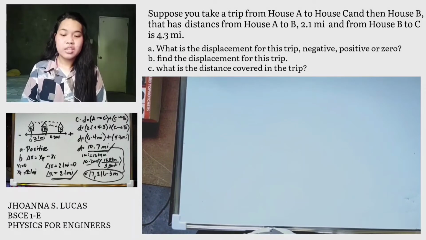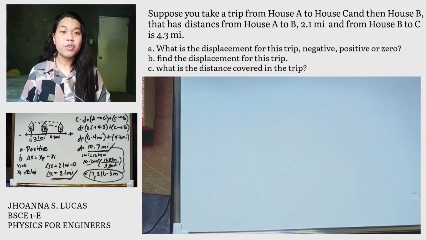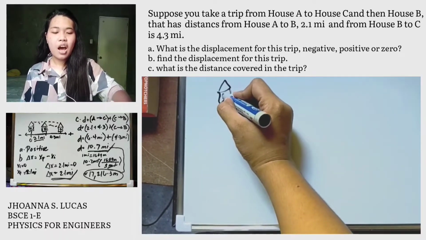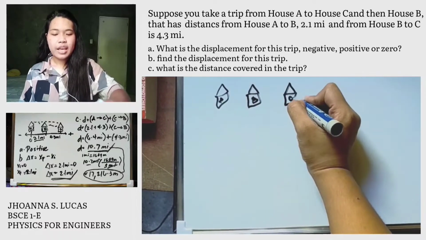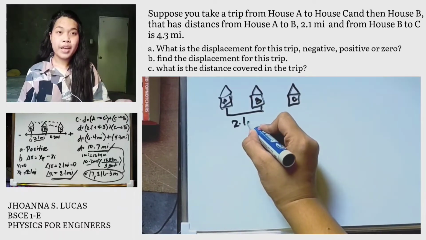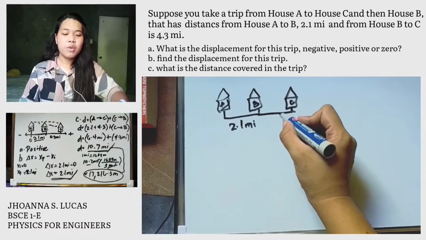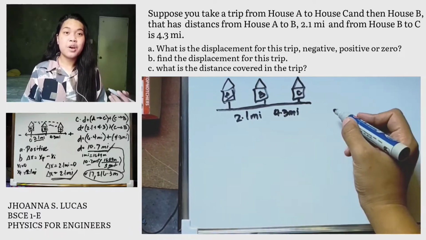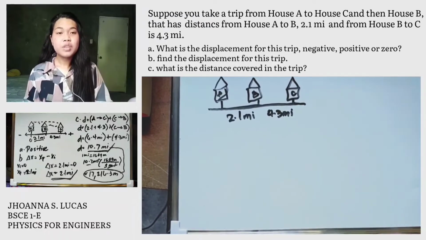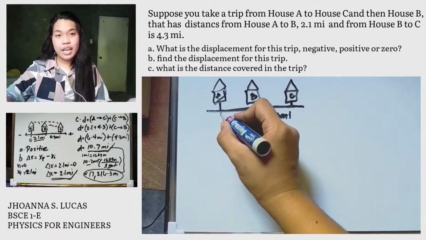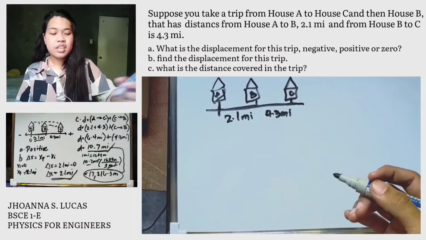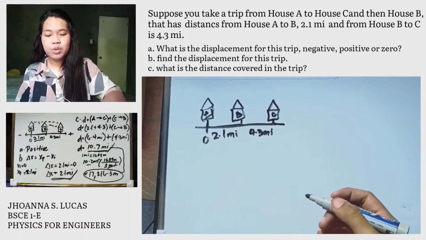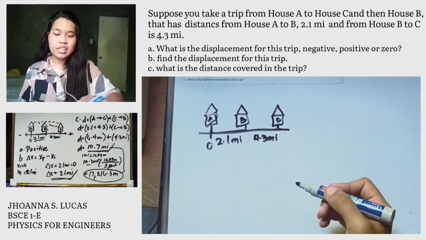Before solving the problem or answering the questions, we have to draw the problem first for us to visualize it easily. Since our problem said that we have three houses, house A, house B, and house C. From house A to B, we have 2.1 miles distance. And for house B to C, we have a distance of 4.3 miles. This horizontal line will be our x-axis for us to identify it easily. Since we start our travel in house A, this will be our origin. Since in the x-axis the origin is 0, our house A has value 0, or our initial position is 0.